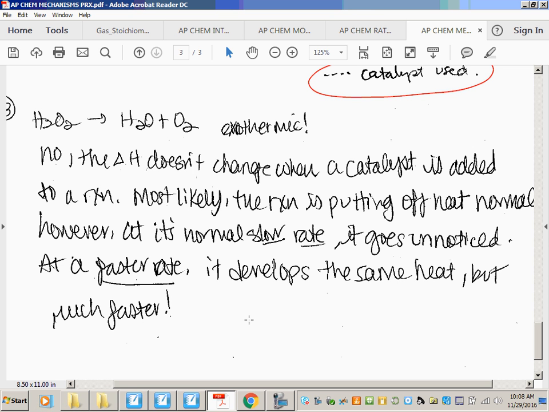So why does it feel like it's increasing the heat? Well, it's just making a lot more heat really fast. Sorry, it's making its own heat faster. So it seems as if the temperature is rising very quickly, which it probably is, but it's still going to peak at the same temperature that it did initially. So no, the delta H doesn't change. Most likely the reaction is putting out the normal amount of heat, versus at the slower rate, it is not as noticeable. You don't measure it as quickly, so it's less noticeable. But as it's made at a faster rate, the heat develops much faster. So that's number 13.